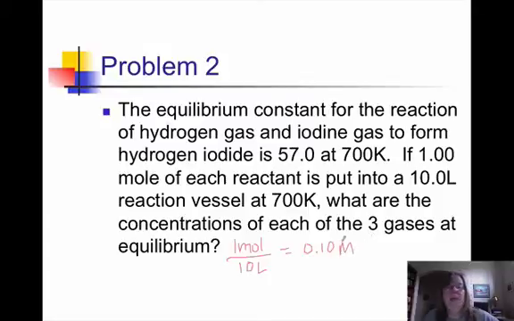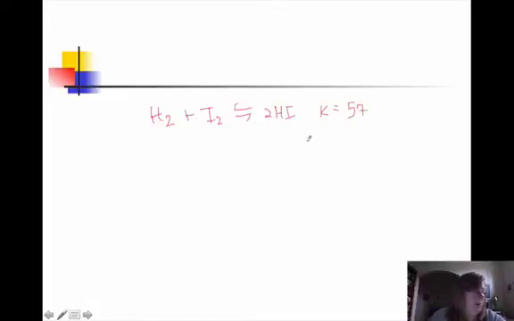All right, here's what we're going to do. We're going to go to a new slide, and we're going to write ourselves a balanced equation. So our balanced equation is H2, it's a synthesis reaction, plus I2 in equilibrium with 2 HI, and the K for this is 57. Again, we're going to expect to have a higher concentration of products than reactants at equilibrium, and we're going to make ourselves an ice box. Initially, there was 0.10 molar of the hydrogen and of the iodine. Nothing was mentioned about having any HI in here, so it's 0.